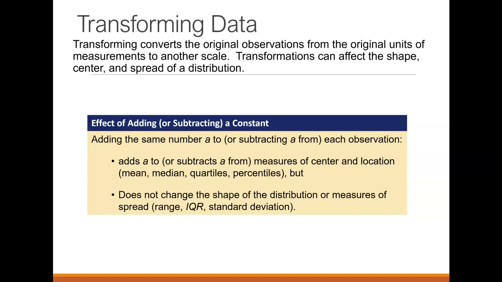The IQR, the distance between the first and third quartile, will remain the same because both of them had 273 added to them. So the difference between them still remains the same. Similarly, standard deviation will remain the same. Since the mean and the data point both shift the same amount, when you take the difference, the distance between the mean and the data point still remains the same.